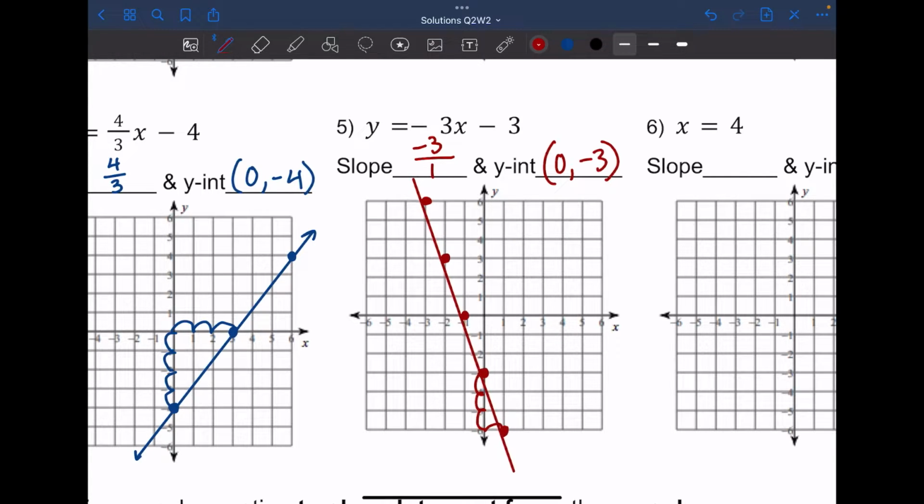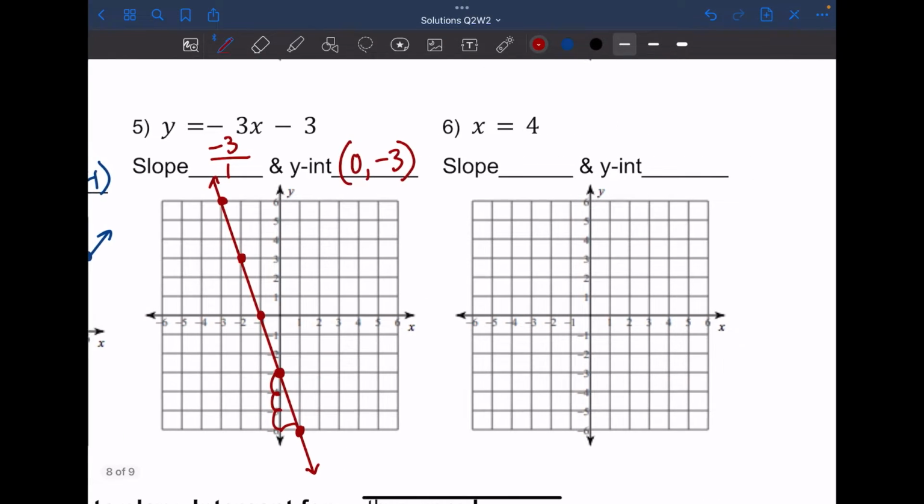This one's also slightly off from where I intended it to be, but I will scoot it over. There we go, just like that. And we'll put little arrows on the end here. And that's number 5. So for this last one, we have x is equal to 4.